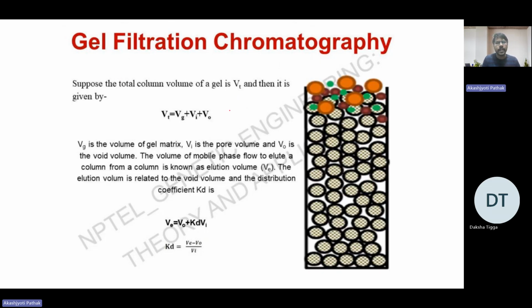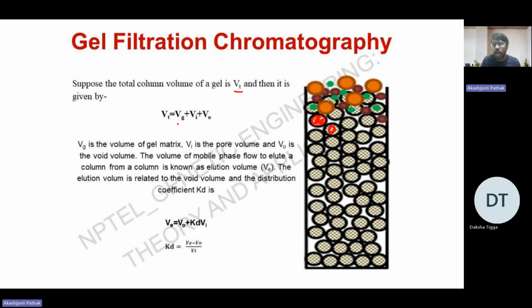Okay, now there is one concept which you must understand, that is the volume of the column. If we consider the total column volume of the gel as Vt, then Vt will be the sum of Vg plus Vi plus Vo. So what is Vg? Vg is the volume which is occupied by your gel. If you sum up the volume occupied by the gel beads, that will be your Vg. What is Vi?